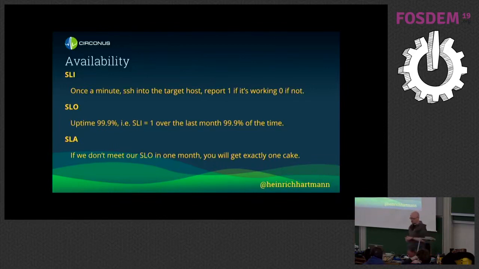And I have an SLO of 99.9% uptime over the last month. So I take a month of data, I look at how many ones I had in that month and how many zeros I measured. And if I have ones more than 99.9% of the time, then the SLO is met. And if I don't meet the SLO, then you will get exactly one cake. That might be an SLA you follow. You can put other incentives here, but it's up to you what you're doing there.